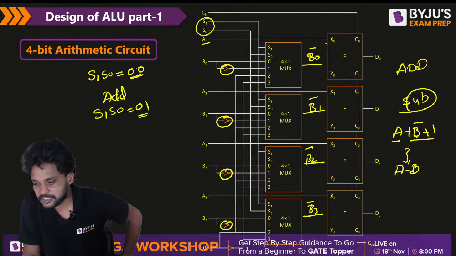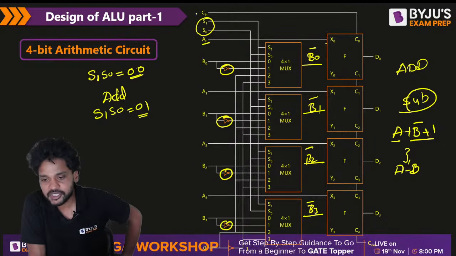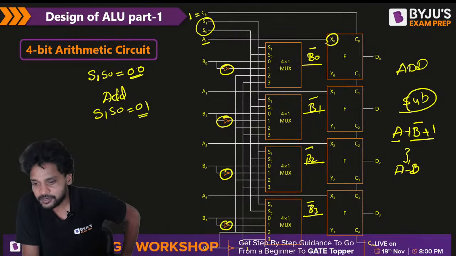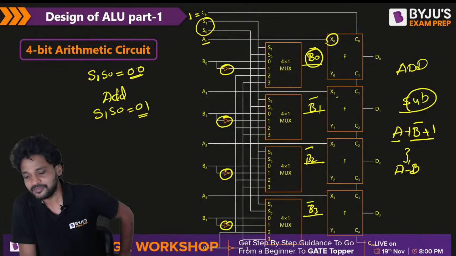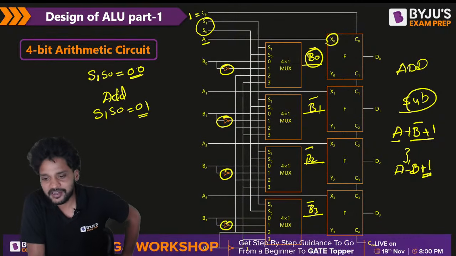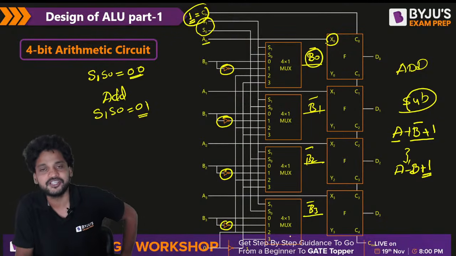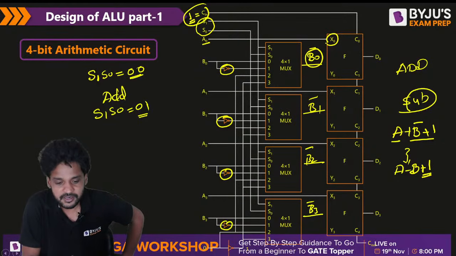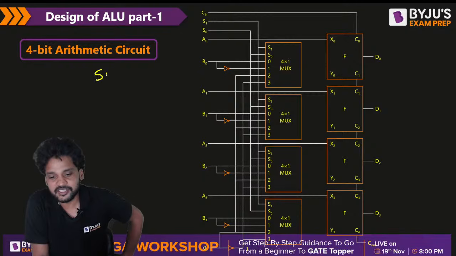So in order to make it A plus B's complement plus 1, I will set the C in digit equal to 1, because in the full adder, A is one input and B's complement is the second input. A plus B's complement is only half done. We need to perform one more addition of one digit. That value 1 will be given from C in. Whenever C in is equal to 1 and S1, S0 is equal to 0, 1, the total circuit is going to perform subtraction.